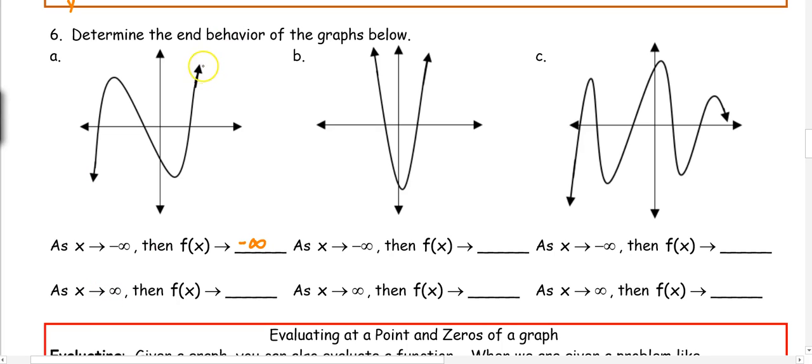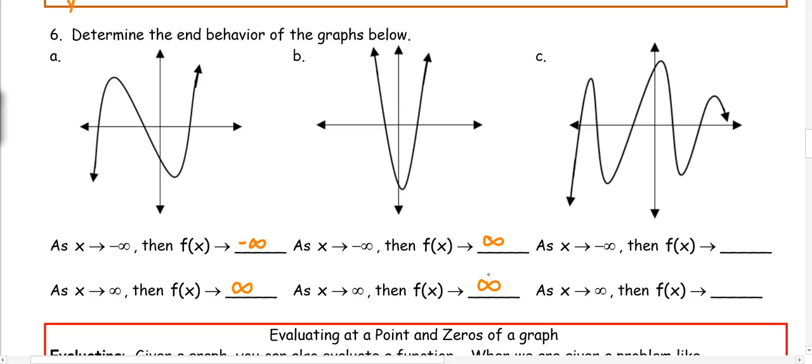As x approaches infinity, so the right arrow, this one is pointing up, meaning that our y values are getting bigger. So we are approaching infinity. For graph B, x approaching negative infinity is the left arrow, which is pointing up. So as the graph continues, the y values get bigger, so we are approaching infinity for f of x. As x approaches positive infinity, the right arrow is also pointing up, which means that we would approach infinity.